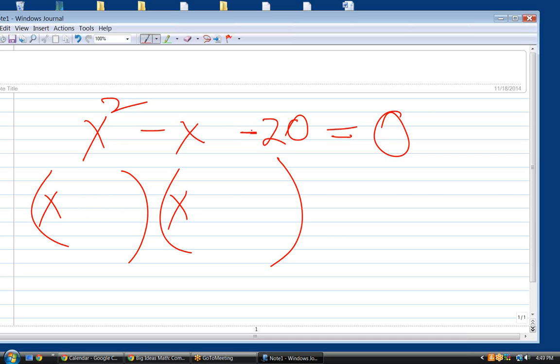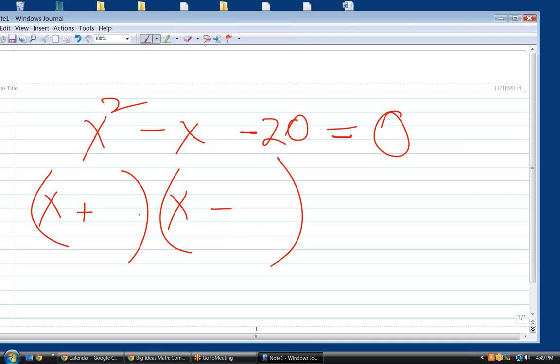Okay? So the fact that I have a negative sign there means my signs have to be opposite. And I could put the minus sign over here and the plus sign here, but there's no difference. So I'll put it like this. So I'm done step 2. Now what's step 3?